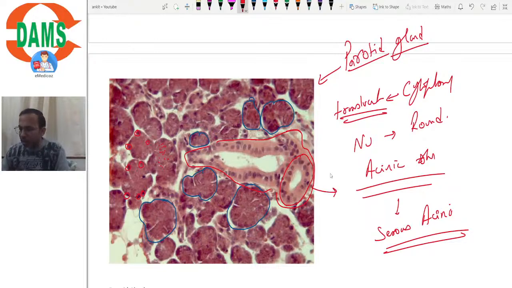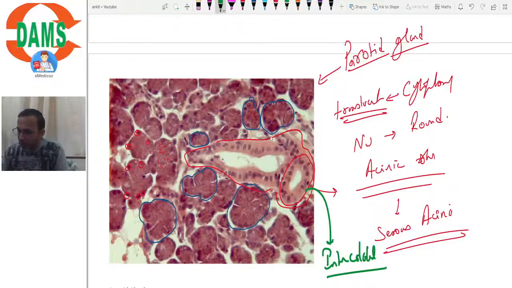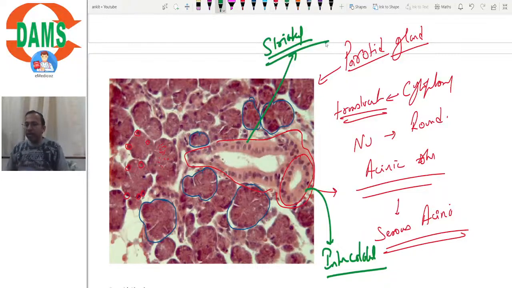So most probably this is the intercalated duct. But what about this larger duct? Here the nucleus appear to be away from the basement membrane, and most probably this is the striated duct. Is it clear? क्यों striated duct? क्योंकि न्यूक्लियस बेसमेंट मेम्ब्रेन से अवे है. ठीक है, और यहाँ पर बेसमेंट मेम्ब्रेन के पास है, इसलिए ये इंटरकैलेटेड डक्ट है.